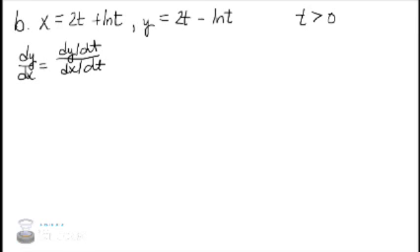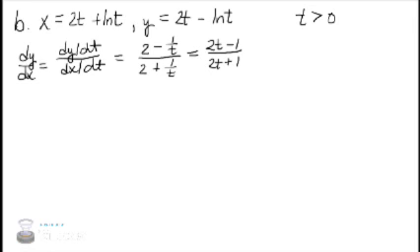So dy/dt is the derivative of 2t minus natural log of t. So that's going to be 2 minus 1 over t. And dx/dt is the derivative of 2t plus natural log of t. So that's going to be 2 plus 1 over t. Let's go ahead and simplify this a bit. Multiplying through by t in the numerator and denominator, we have (2t minus 1) over (2t plus 1).